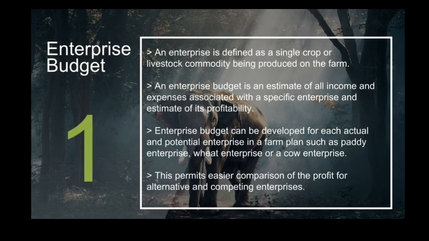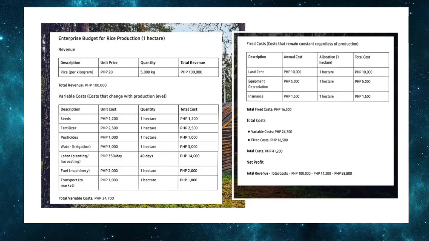Types of farm budgets. This slide explains the concept of enterprise budgeting in more detail. An enterprise budget estimates all the income and expenses associated with a specific crop or livestock activity. By preparing enterprise budgets for all possible and existing farm enterprises, farmers can easily compare which options are more profitable. This allows them to choose the best combination of crops or livestock for their farm, leading to better resource allocation and higher income.